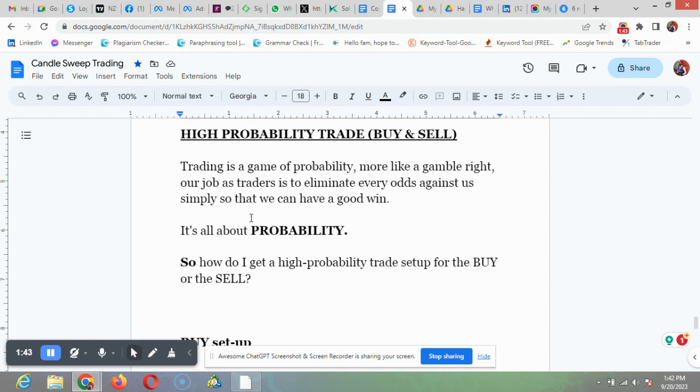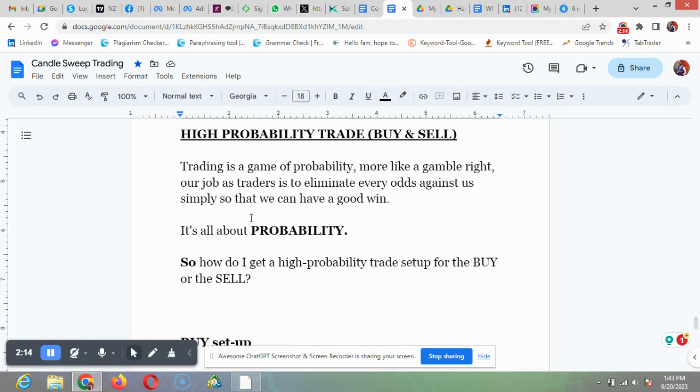So it's all about probability, and that's how we have risk management, which we'll discuss in our subsequent classes from now. However, trading is a game of probability, right? And your job as a trader is to eliminate every odd that would be against you, simply so that you can have a good winning trade.